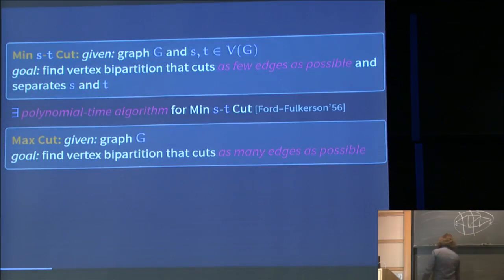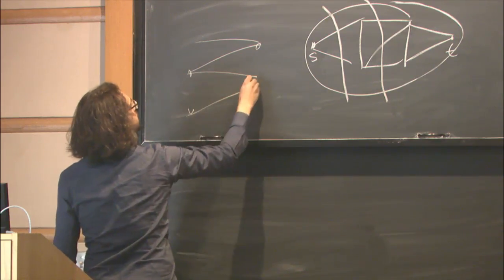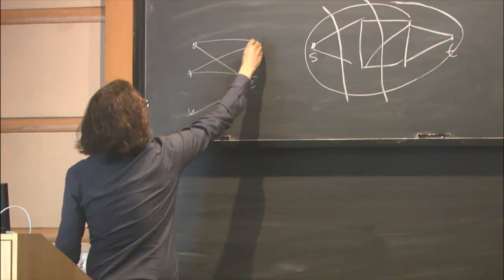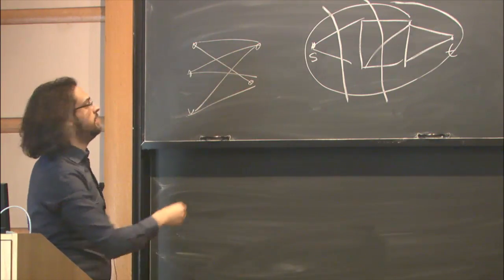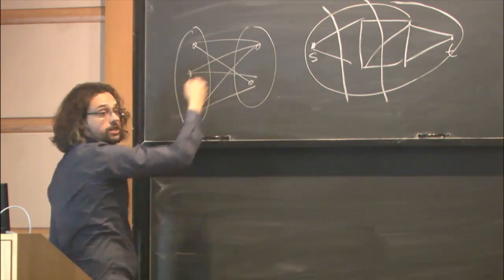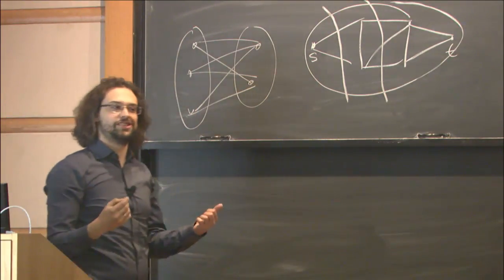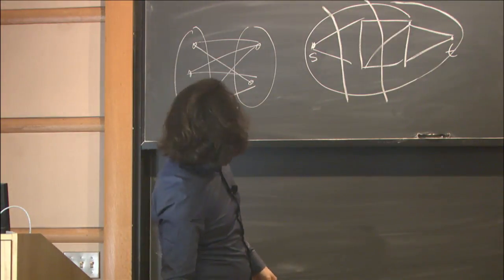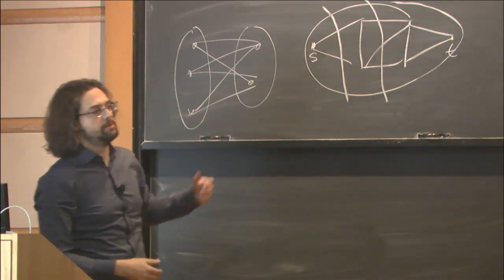Maybe do an example. So if you have a graph like that, let's maybe make it a little less trivial. Then the maximum cut would be this vertex bipartition. So it actually cuts all the edges in this case. That's as good as we can do. So this would be an optimal cut in this graph.